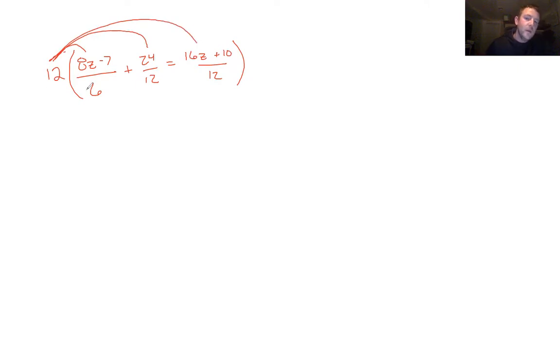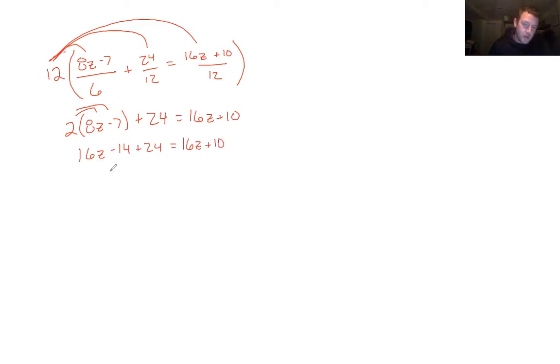Okay, so the first one, 12 over 6. 12 divided by 6 is 2, so I'm going to have a 2, and then I'm left with everything up top, 8z minus 7. Plus 12 divided by 12 is 1, so that just crosses off. It's equal again, 12 divided by 12, so 16z plus 10. Distribute the 2, so now I have 16z minus 14 plus 24 is equal to 16z plus 10.